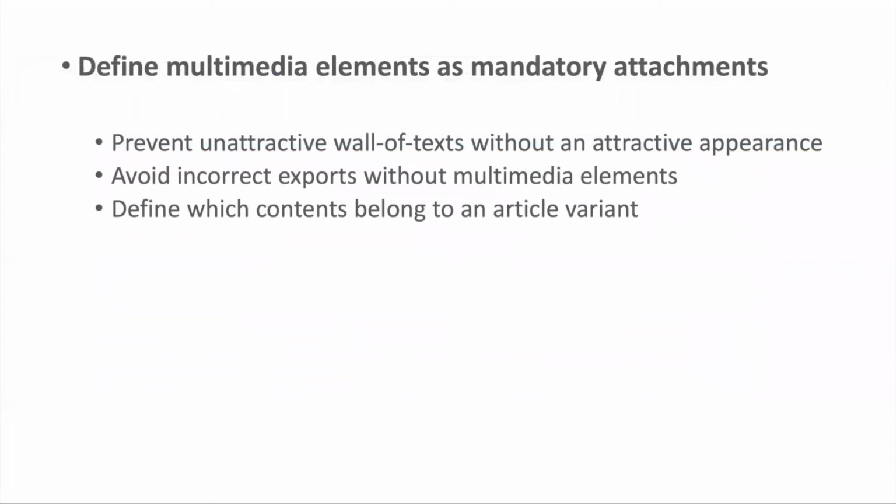We also created multimedia elements as mandatory attachments. So if you want to make sure that your article is not published without a photo, for example, we can define that as a mandatory element. So no export or publishing is possible without the photo that is connected to the article. With this, we want to avoid incorrect exports or publishes, so we want to make sure that the article is always published in a right and attractive way.